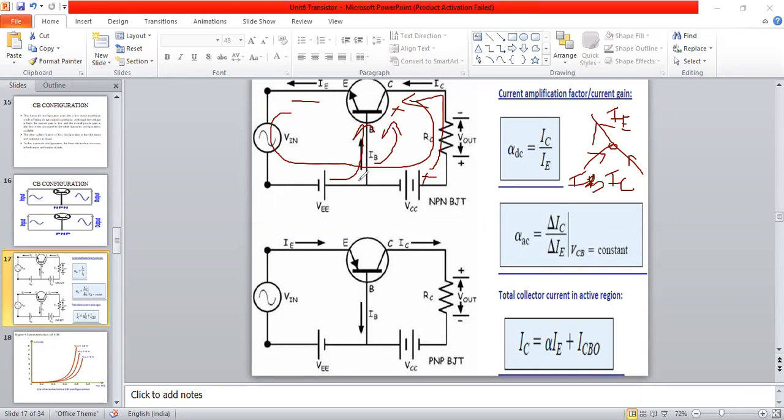So the emitter current is splitting into two currents. The emitter current is there because VB is there. This is the emitter current, IE, we can call it.